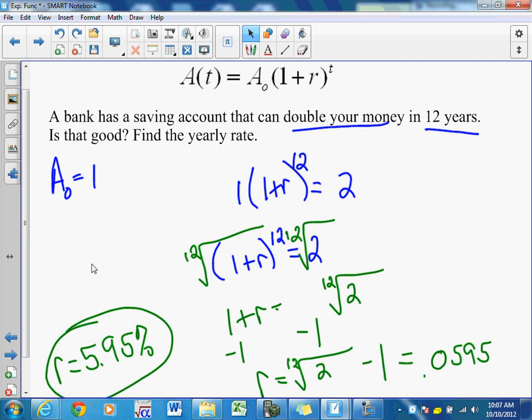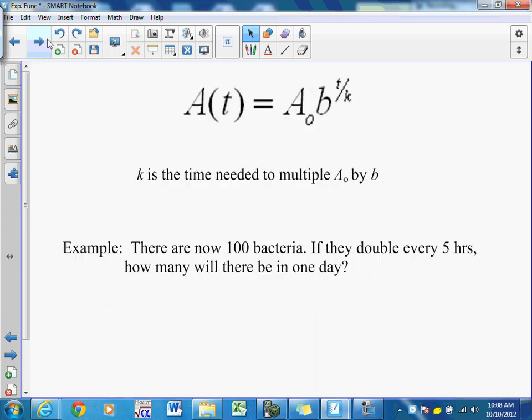So it takes a long time to double your money in a bank where your interest rate's very low, and usually now they're under 2%. Okay? There's another way to kind of use that formula. We're going to skip that.